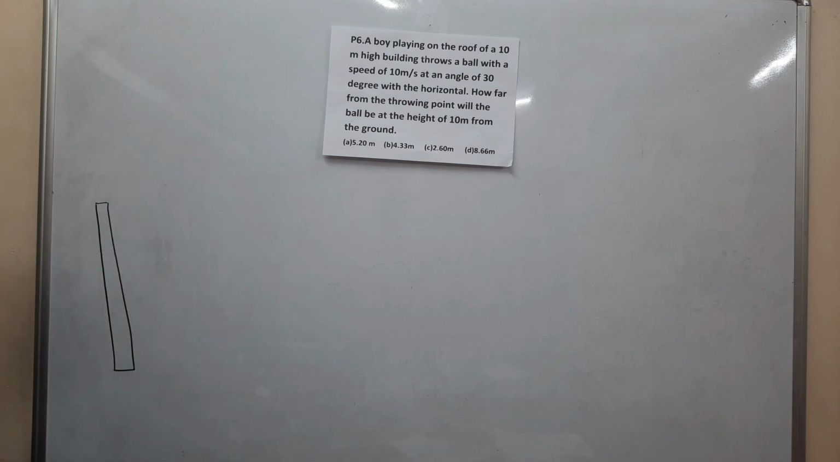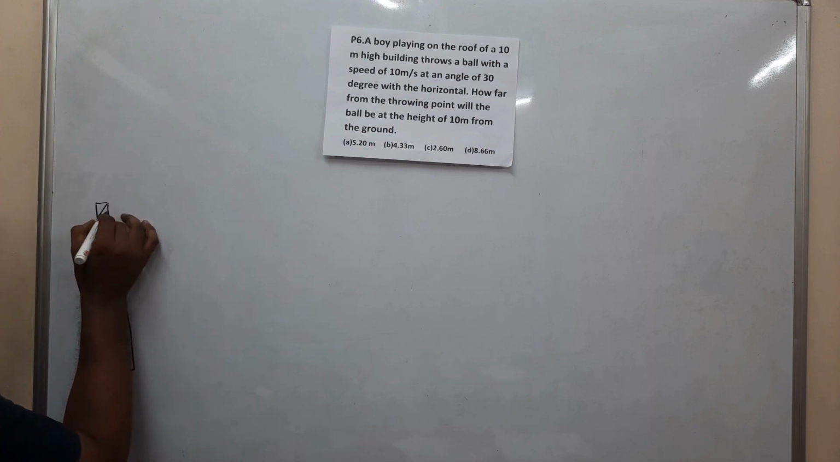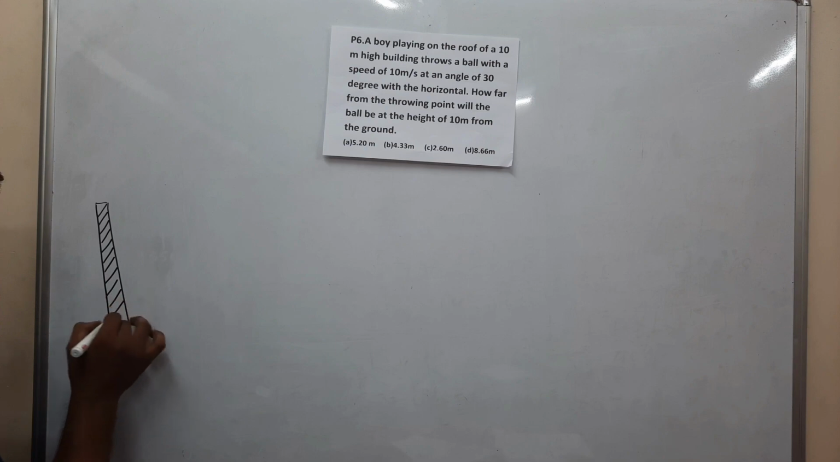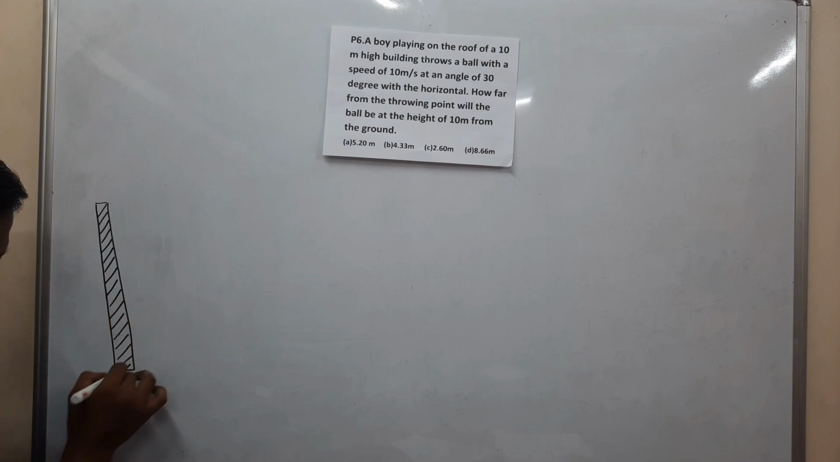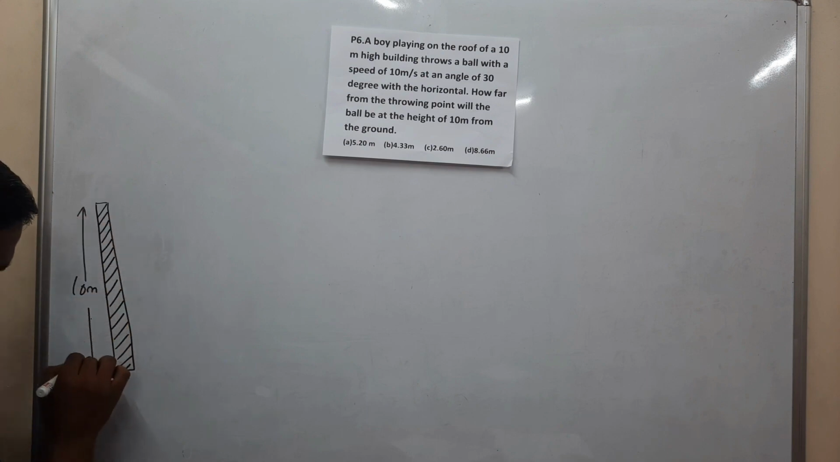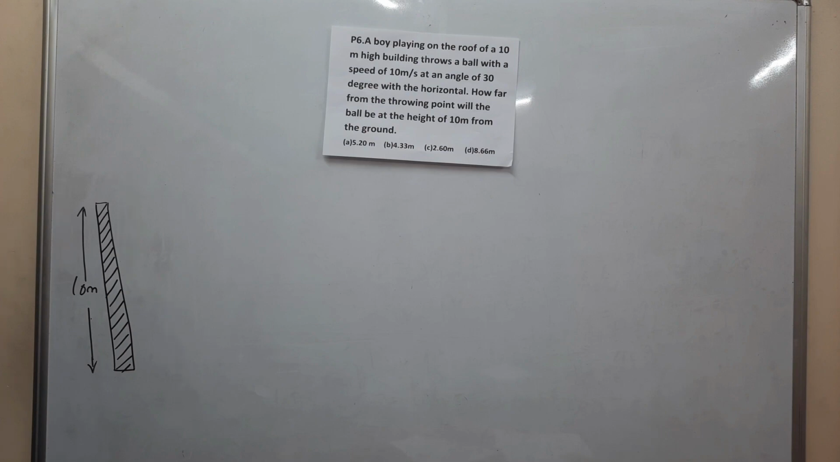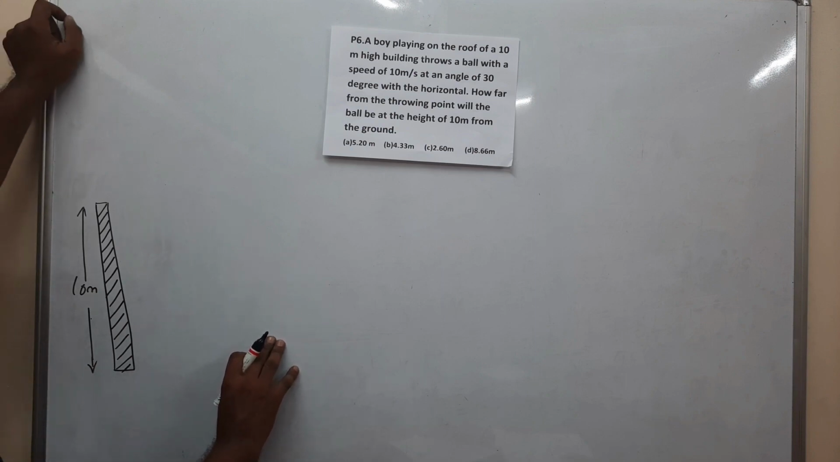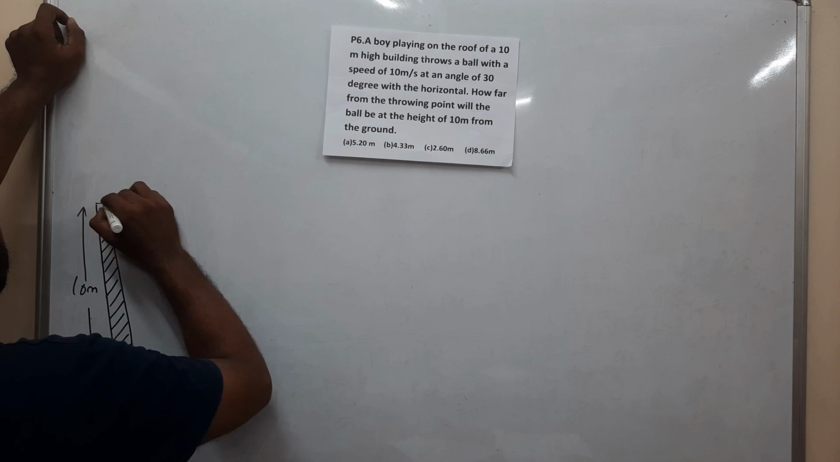So this is the building. A boy playing on the roof of a 10-meter high building throws a ball with a speed of 10 meters per second at an angle of 30 degrees.